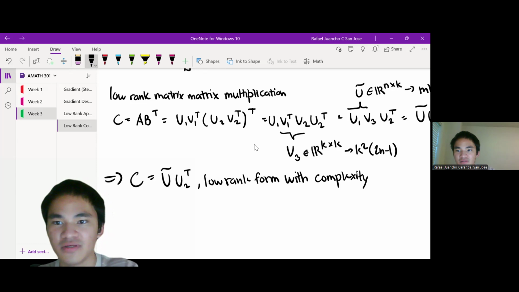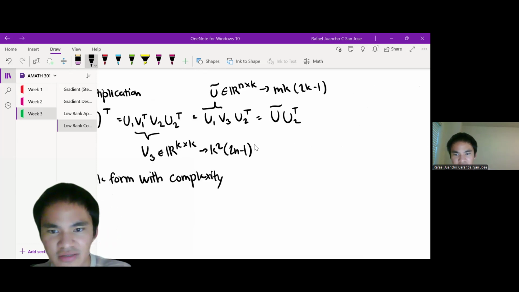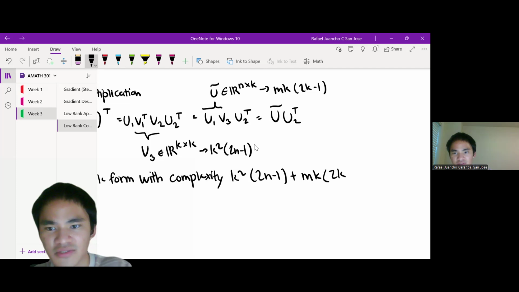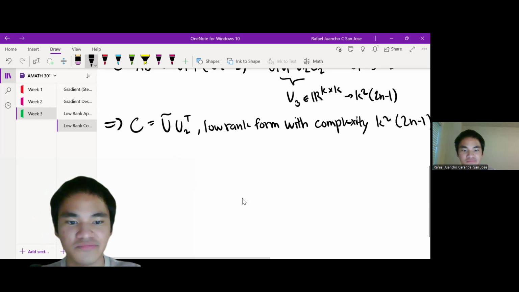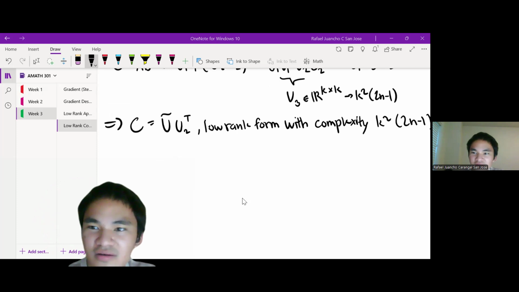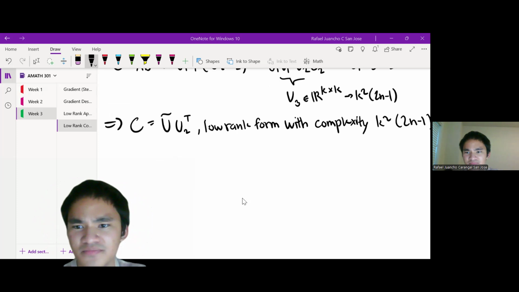And that's going to be the two complexities we got added together. So it's going to be k squared 2n minus 1. I add that to mk 2k minus 1, right? But yeah, so it really can't really again tell if it's better. I think it's worse, but I'm not sure. Not super sure.